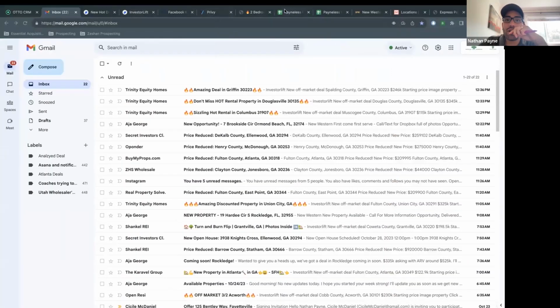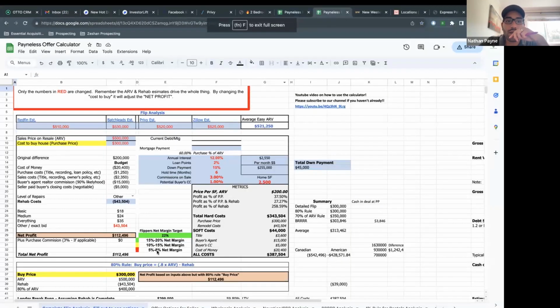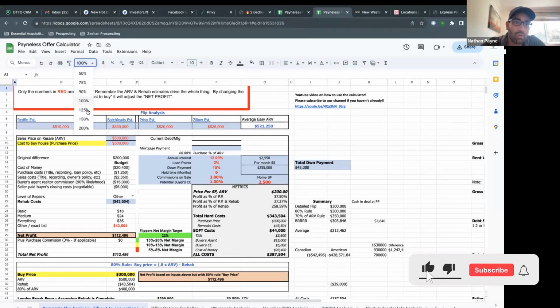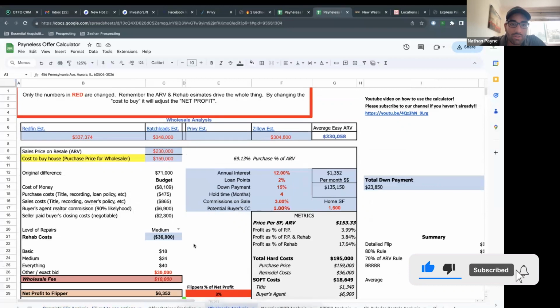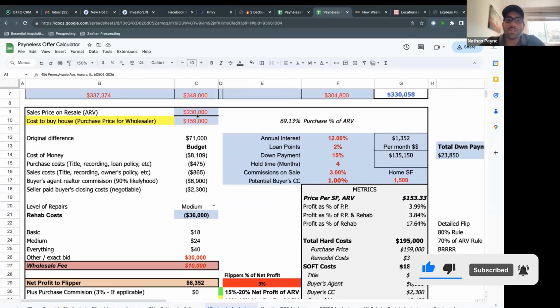This is a calculator that I built over time, and also a hard money lender is giving me. This is how I analyze deals. So let's go over here to wholesale analysis. Okay, so let's run a scenario.